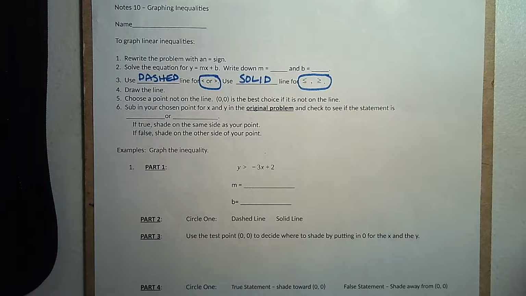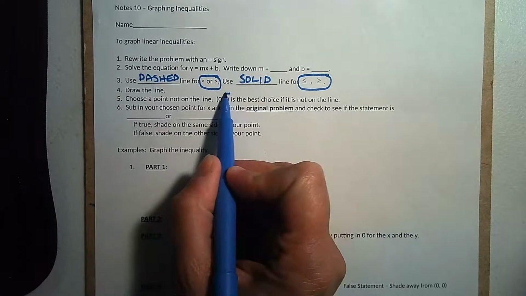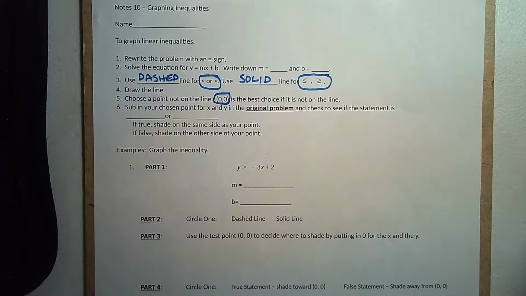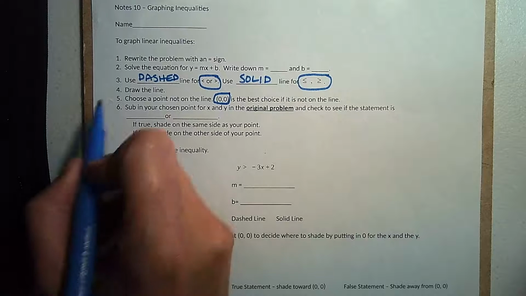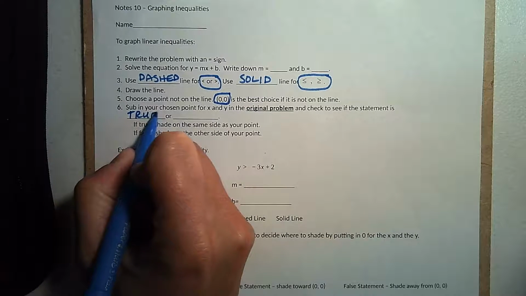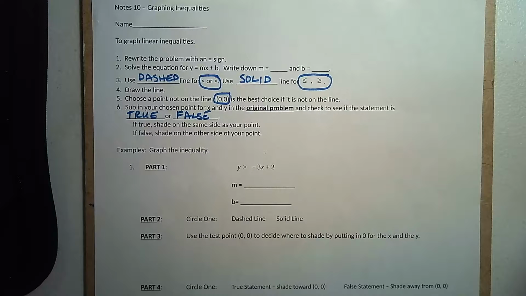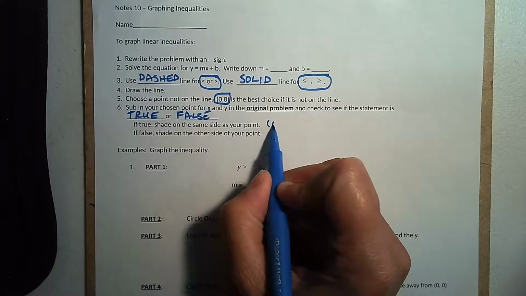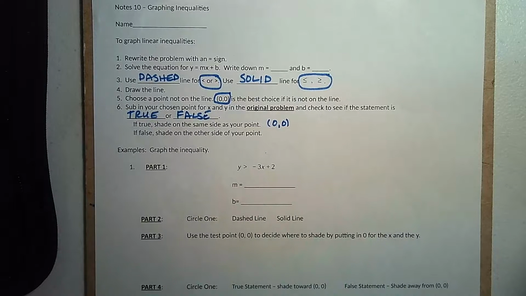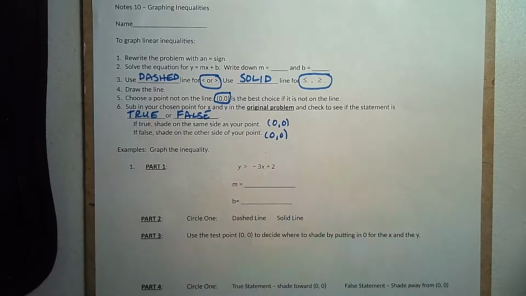We'll choose a point that's not on the line, and usually we choose 0, 0 if that's not on the line. And then we'll sub in our chosen point for x and for y into the original problem and check to see if the statement is true or false. If it's true, we shade on the same side of the point, so we shade over the 0, 0. If it's false, then we shade on the other side of the 0, 0.